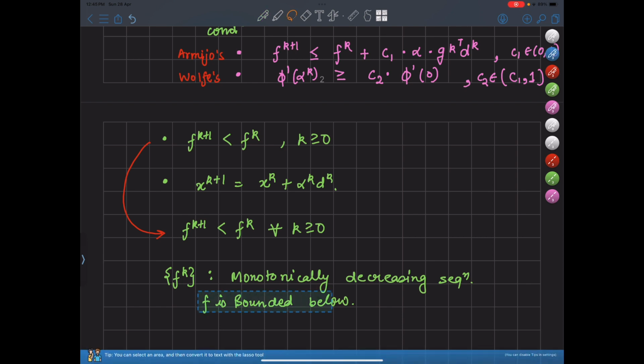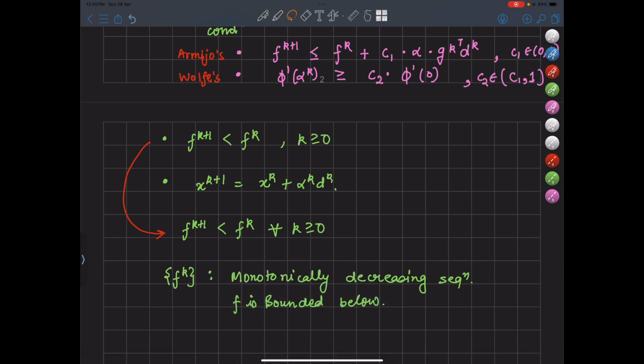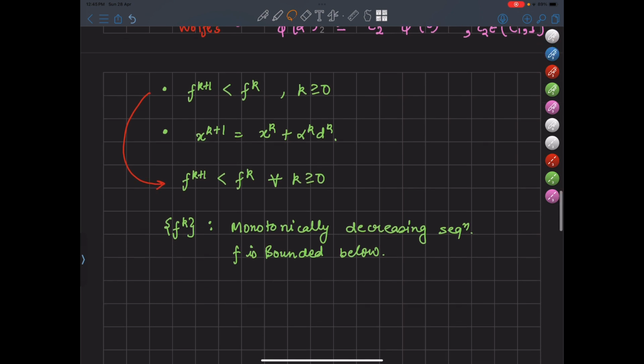What does that mean? It means that this sequence, as k tends to infinity, will converge to some f star, right? So fk tends to f star, where f star is less than infinity. It will converge to some finite value, because fk is bounded below and it is monotonically decreasing.